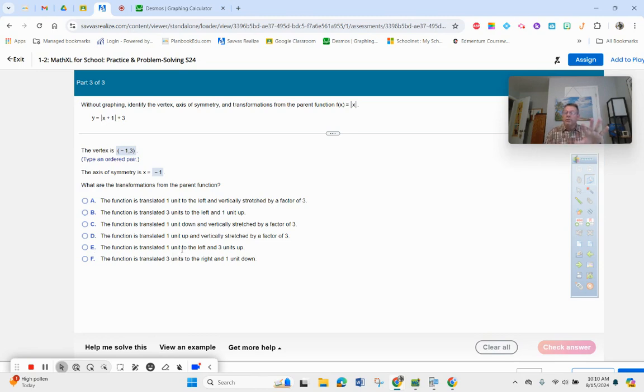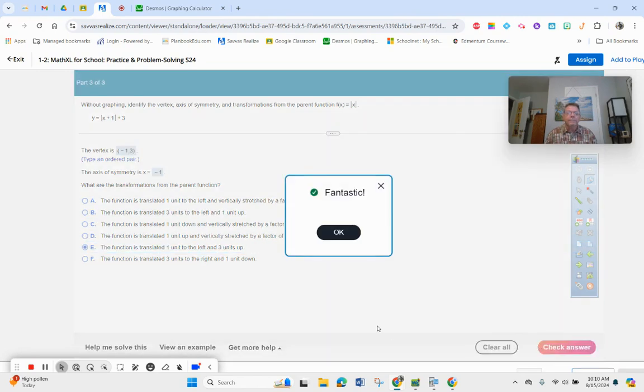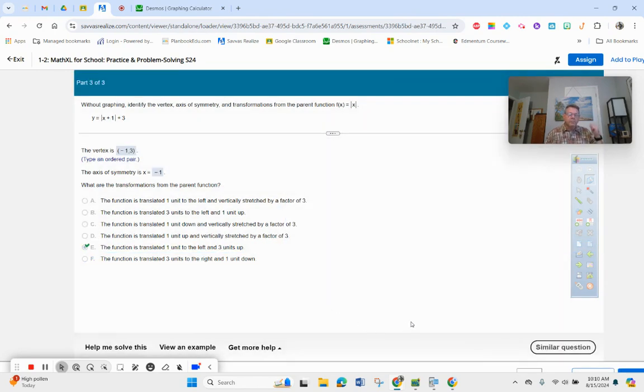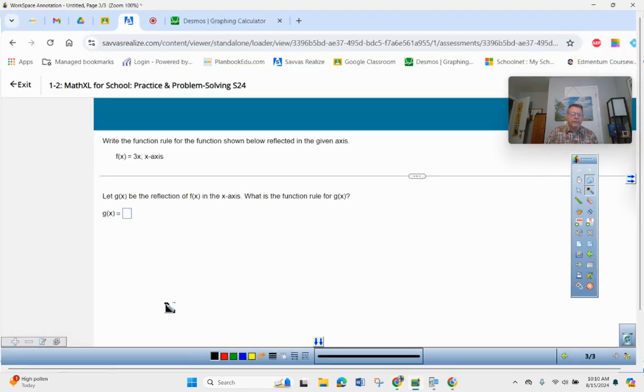Now, yours might be in a different order. You might have different numbers for that matter, but it's the same idea. So it's going to be 1 unit to the left, 3 up. So for me, it's E. Okay, there we go. Ready for our next one. Let me go ahead and label this one number 2.